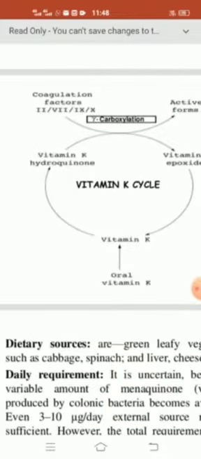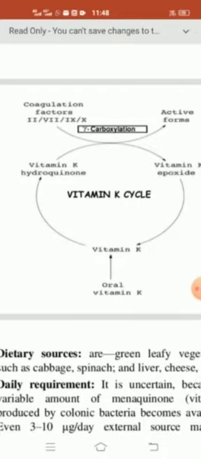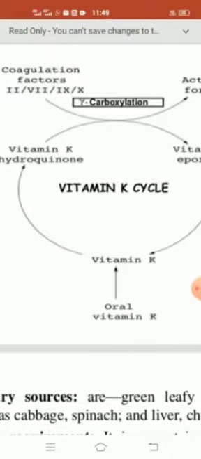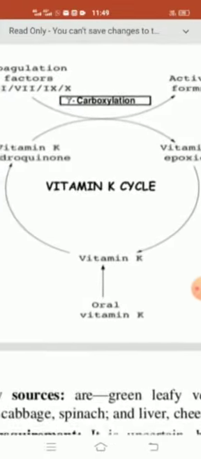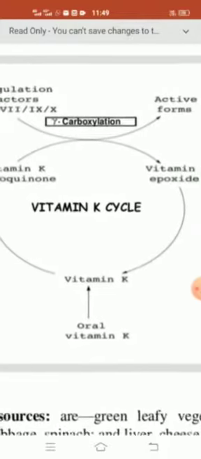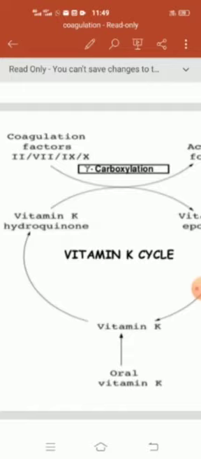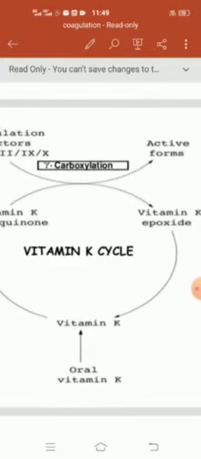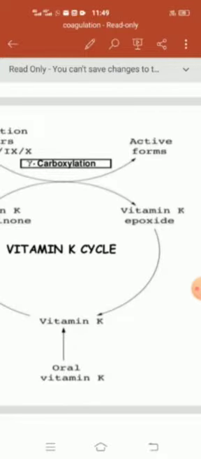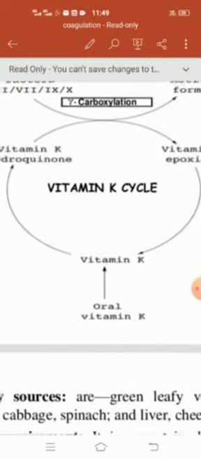Okay. So how does it act in the coagulation process? Here is a brief cyclic depiction of the process involved. It brings about the gamma carboxylation of the coagulation factors 2, 7, 9 and 10, and they are converted into the active form by gamma carboxylation.